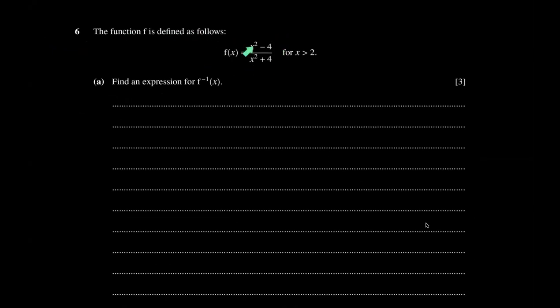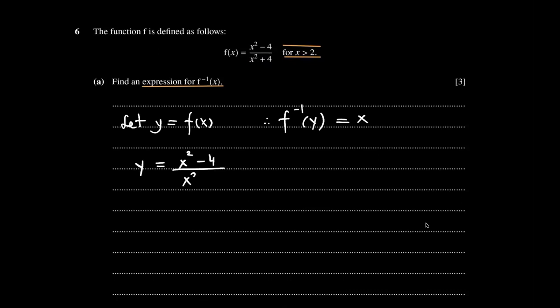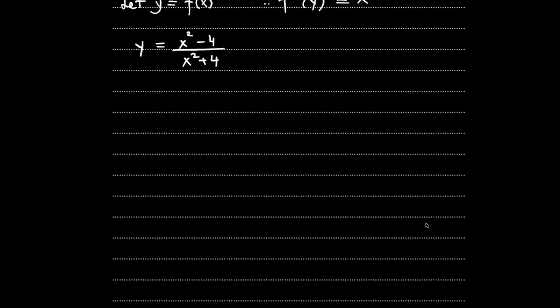So now let's apply the basic concept. Let y equal f of x, therefore f inverse y equals x. So we will write y in place of f of x, x squared minus 4 over x squared plus 4, and we will make x the subject. So we multiply: x squared y plus 4y equals x squared minus 4. So x squared y minus x squared is minus 4y minus 4. Let's multiply throughout by a negative sign. So this is x squared minus x squared y equals 4y plus 4. And let's take x squared common out.